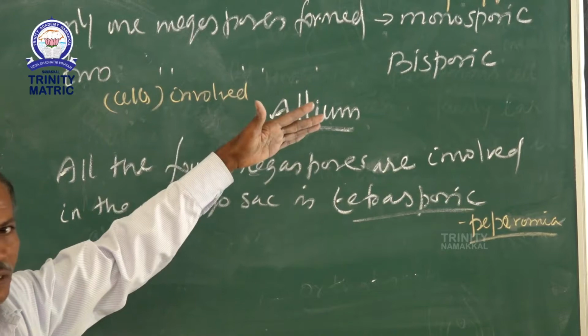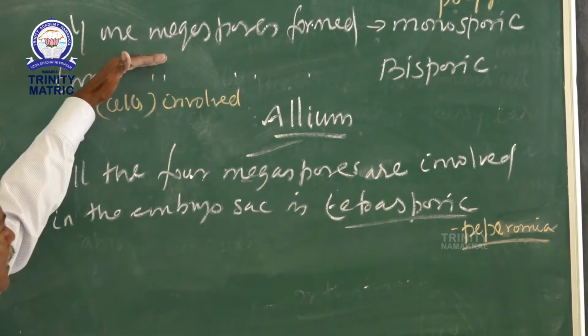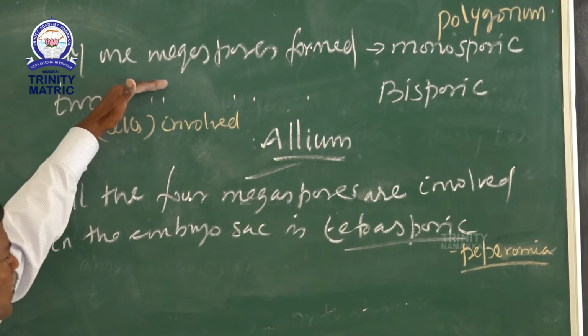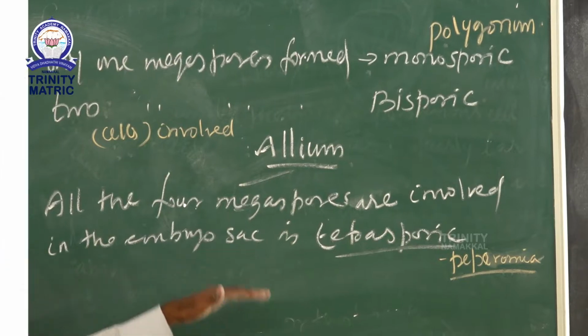This is all asked as a one mark question. What is monosporic? What is bisporic? What is tetrasporic? Or write the different types of megaspore development. If you write these things, you will get 3 marks.